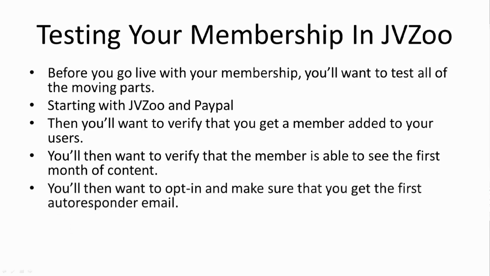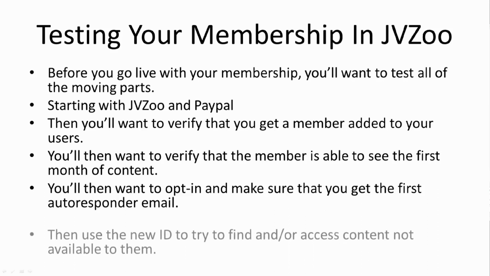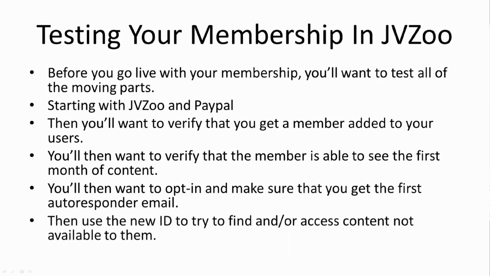You'll then want to opt into your list and make sure you get the first autoresponder email, because that's going to be a good indication that you're going to get the other one in 30 days. Then use your new ID to try to find or access content that's not available to you. This will mean that if you're using that new ID and you can't get to the other content, or you're blocked or you can't find it for some reason, then your customer will not be able to share your content without having paid for it.